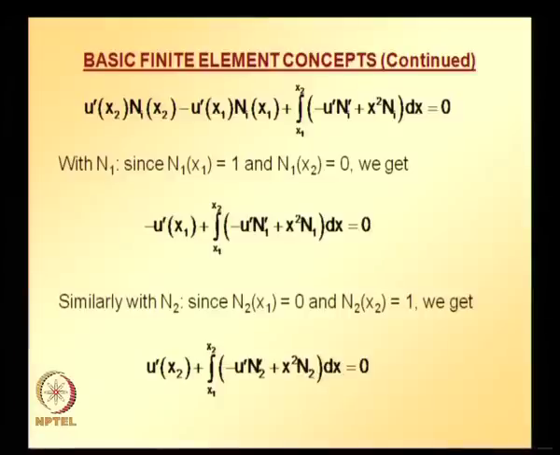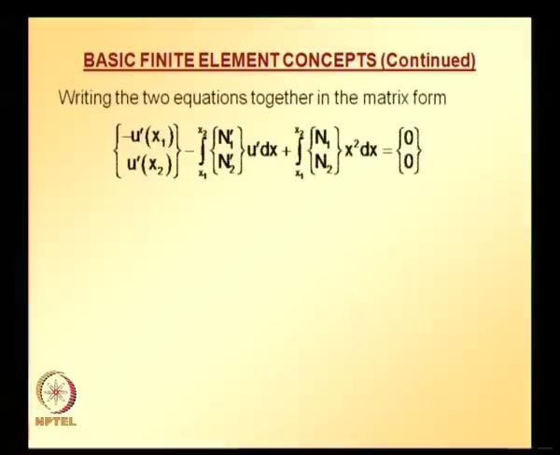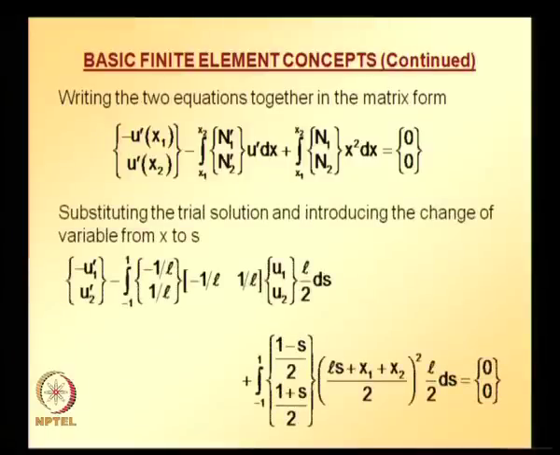Here u prime is nothing but derivative of u with respect to x, and these two equations can be written in a matrix form in this manner. Plugging in values of n1 n2 and changing the limits of integration x1 x2 to -1 to 1 in s coordinate system, dx is replaced with L over 2 ds and x is replaced with corresponding values of s. Doing all this we get this equation system, which we need to simplify further.